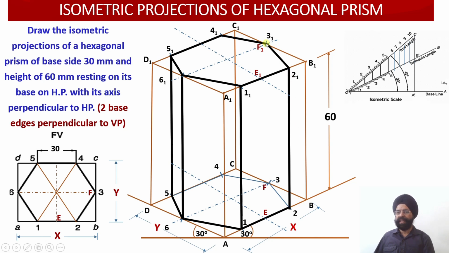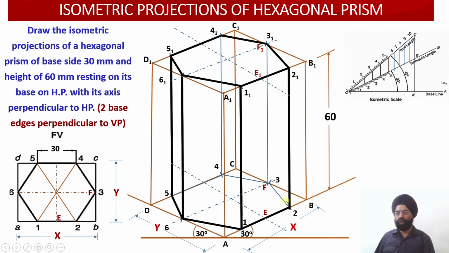And then the remaining edges 3, 1, 3, this is not visible to the observer. Similarly 4, 1, 4, it is also not visible to the observer. So these two vertical edges are not visible because they lie on the back side. But over here you can check in the base. 5, 6 is visible, so we have drawn it dark. 6, 1 is visible, it's lying in the front side. 1, 2 is also visible, it's lying on the front side.